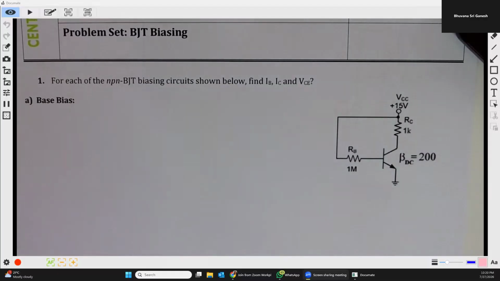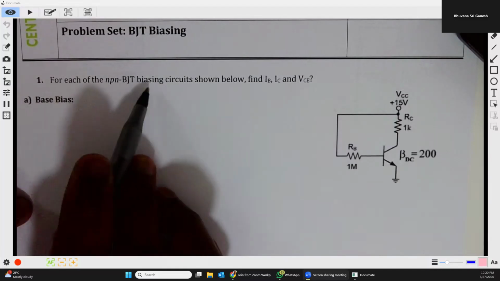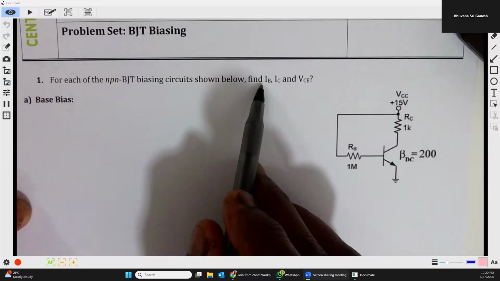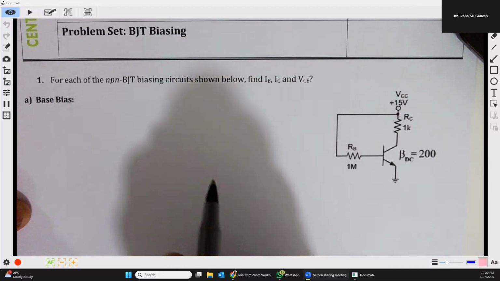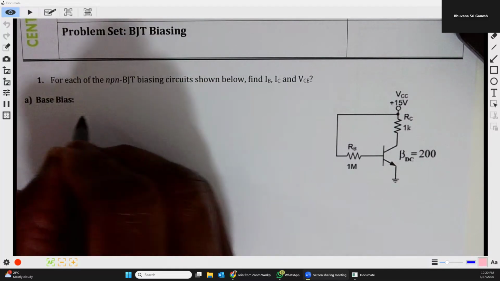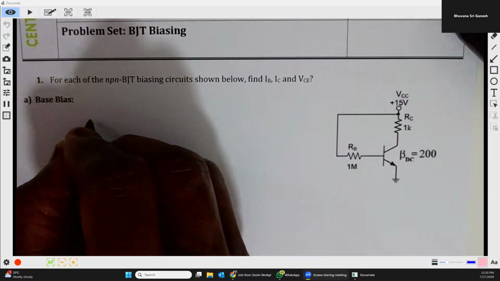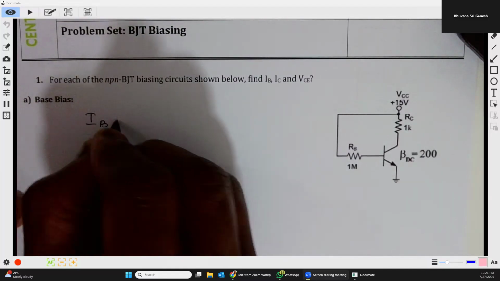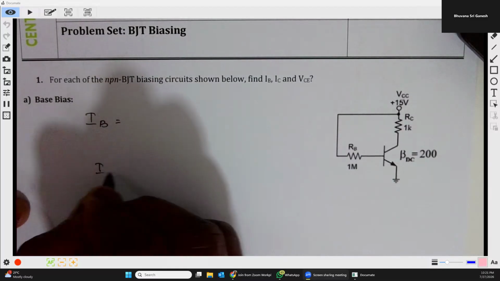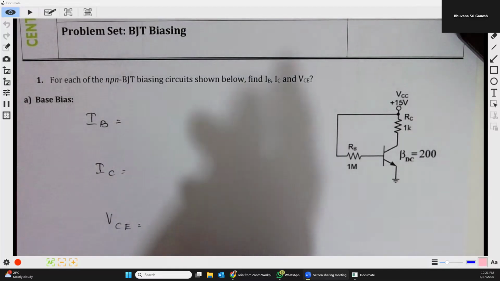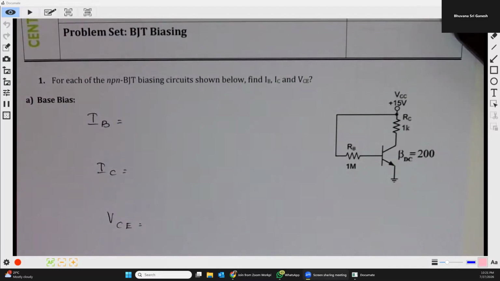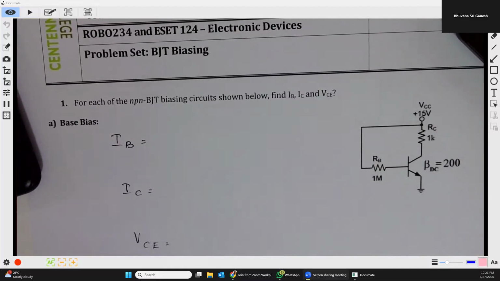Now we are going to solve problems for BJT biasing. The first question: for each of the NPN BJT biasing circuits shown below, find IB, IC and VCE. Okay. Now for the answers we need the formulas for IB, IC and VCE. Go to the formula sheet and look for the formula for each of these.